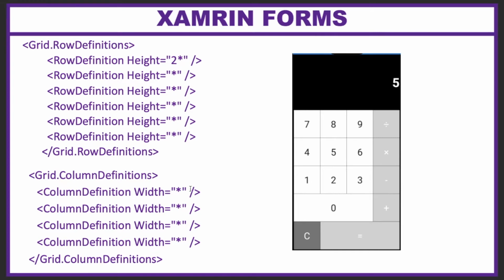This asterisk mark is used for equally distributing the available width among all the columns. The same way, we have given it here for height also, whereas for the first row we have given 2. That means for displaying the number which is pressed or the answer, we are making use of these 2 rows together. So we have given 2 asterisks.